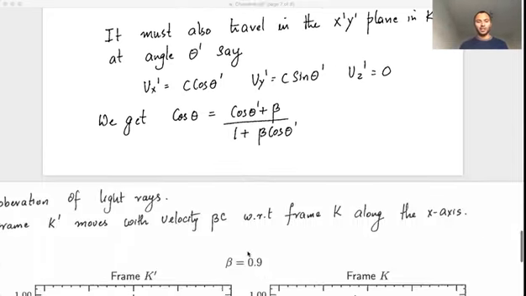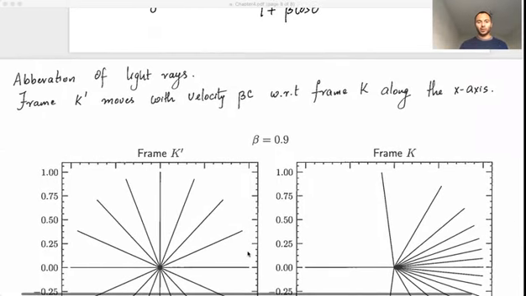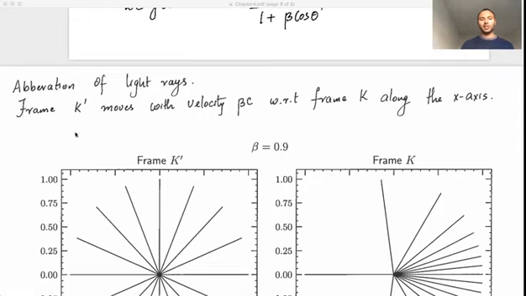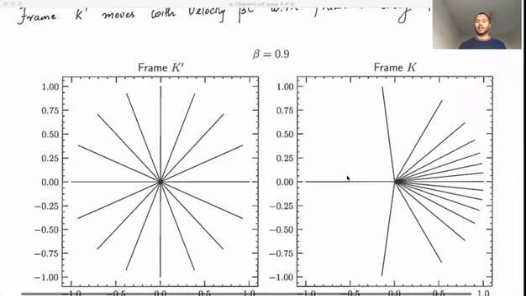So that's obvious. Now, I've just written a small code to show you what it looks like in reality, the scenario I just described. So I've just assumed that the frame K prime is moving with velocity beta times c with respect to the frame K. Okay, so that's your friend's frame, K is your frame. And I've just said beta equal to 0.9, and I have drawn a few rays of light, let's say, which you see in your frame and which your friend sees in the K prime frame.